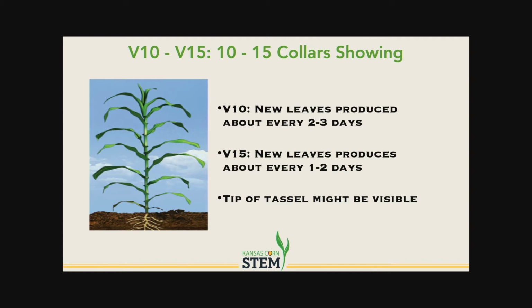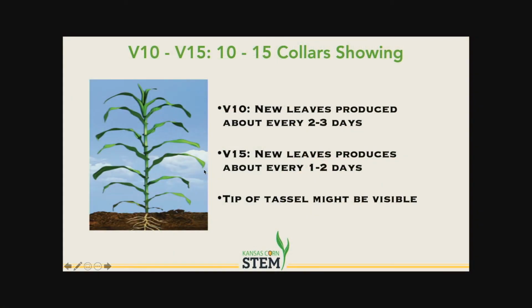So our V10 to V15 stage, again, 10 to 15 collars. This is where real rapid growth starts happening. We're seeing new leaves every 2 to 3 days during V10. When it hits V15, we're having a new leaf every 1 to 2 days. It's really important to know that these plants are getting really big, again, 6, 8, 10 feet tall. They're trying to develop that ear of corn, that biomass that we use for fuel, both for human consumption and for ethanol, and so a lot of energy goes into producing that.